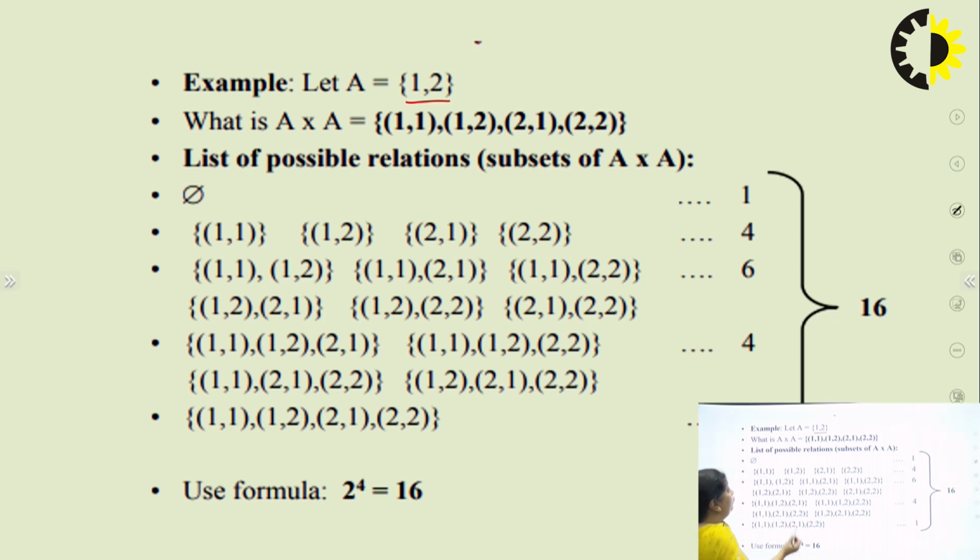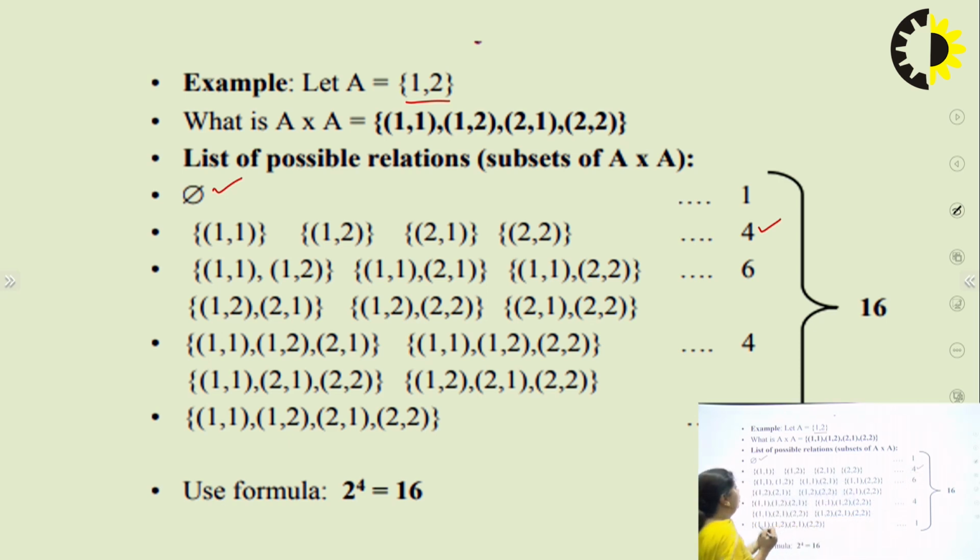Now, if I want to find out the number of possible relations, or we can say subsets of A cross A, phi is always a subset of every set. So, I'll have phi, then I'll take all the single elements. That is, my relation can have only (1,1), or it might have only (1,2), (2,1), or (2,2). So, again 4 subsets are possible with single elements.